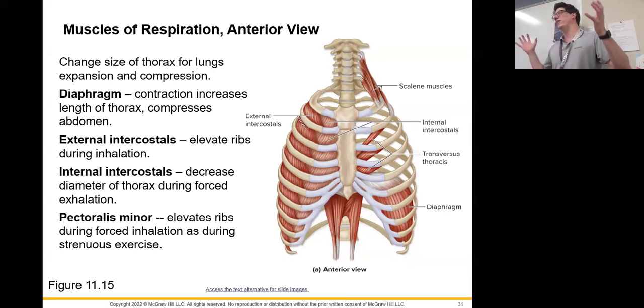Instead, all we're going to do is allow the external intercostals and the diaphragm to relax. Just those muscles relaxing and kind of bouncing back, because muscles are elastic, allowing those muscles to bounce back to their original shape, that is going to change the size of our thoracic cavity enough to push the air out. Okay.